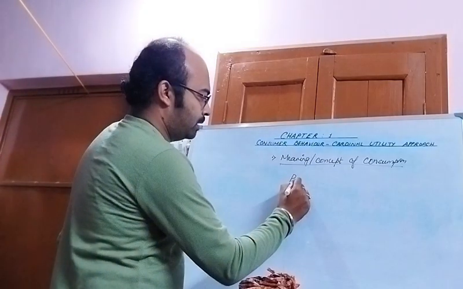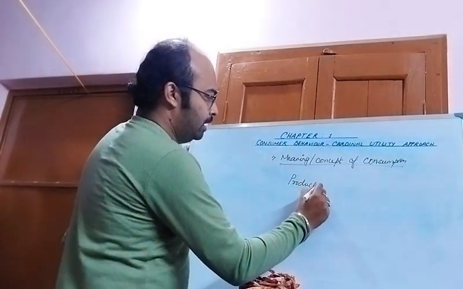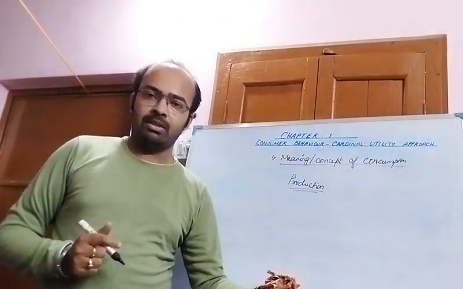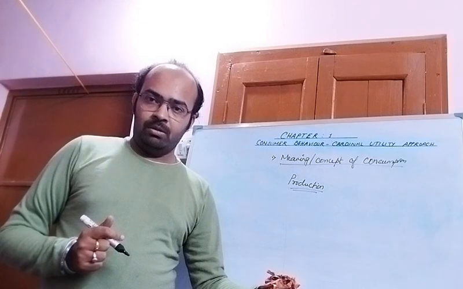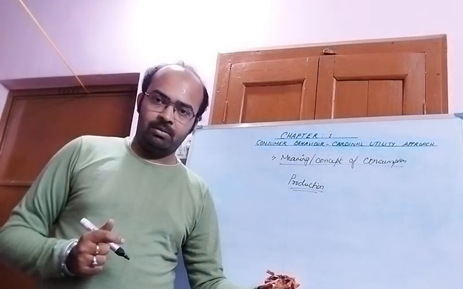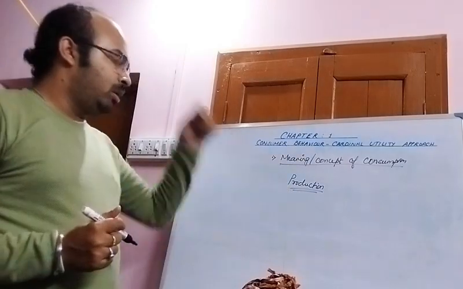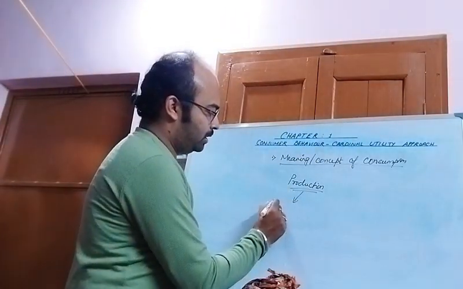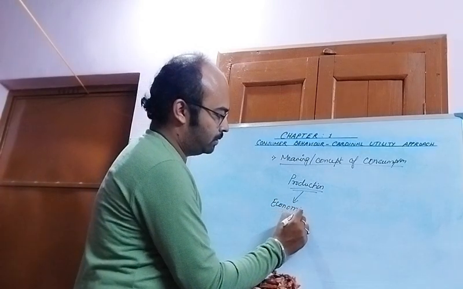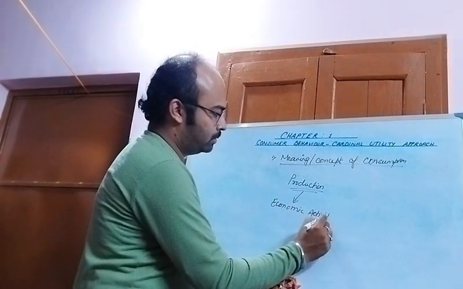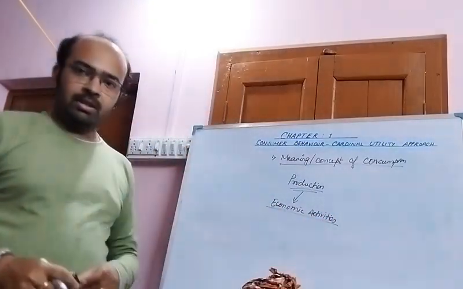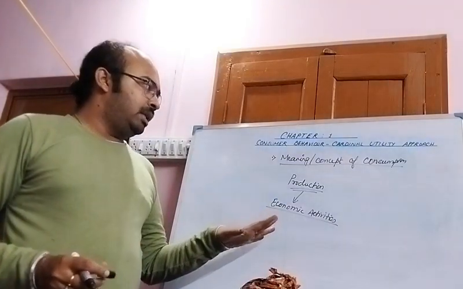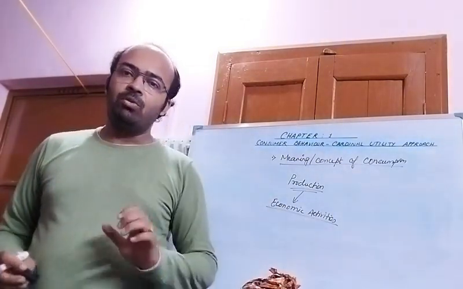So for utilization of goods and services, what is required? Production. Am I right? If there is no production of goods and services, how can we use them? Without production, it's not possible. Production basically comes under economic activity. So economic activity is required for the consumption of goods and services.